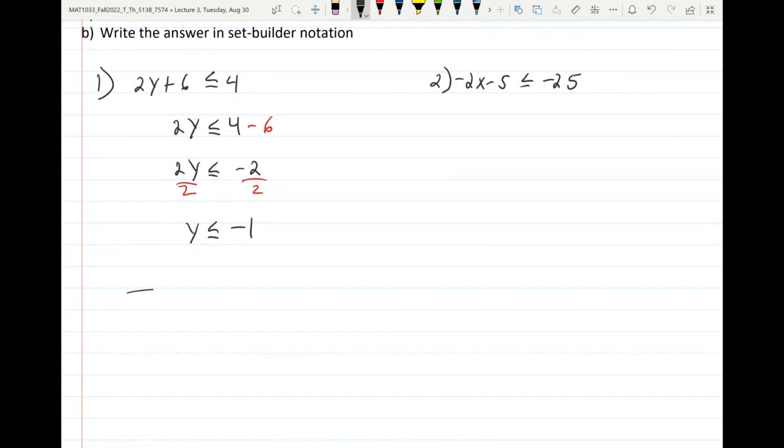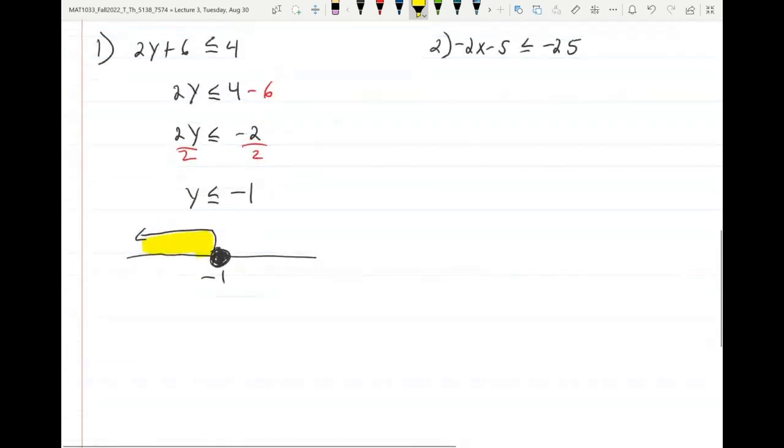Now we need to graph the picture. What's the picture? We put a -1 in here. Should we include -1 as part of the solution? Yes. So we do a closed circle, and then where do we go? Right or left? We go left because the numbers less than are to the left. Is that clear?